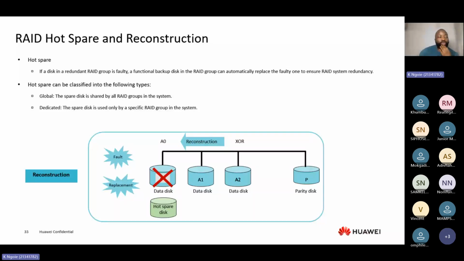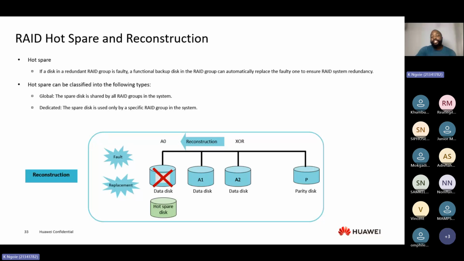Okay, so in this case, if let's say we have 100 disks, in the first case, the global, it means that any of the 100 disks that is faulty can be replaced by the hot spare disk. But if we have a dedicated one, maybe this disk can only replace the first 10 disks. All right, so that's the definition there.